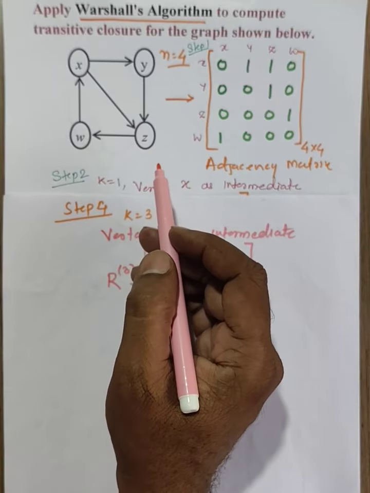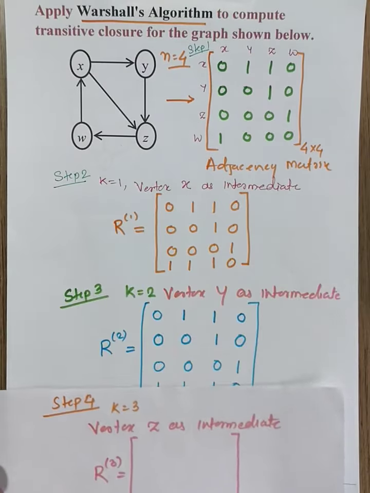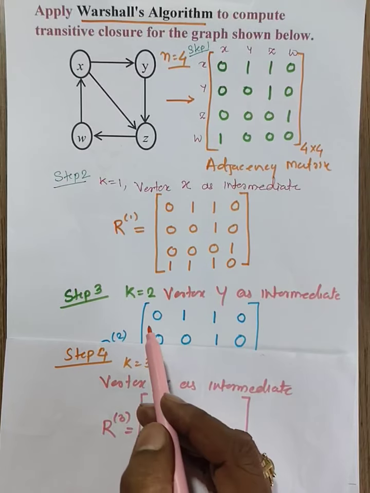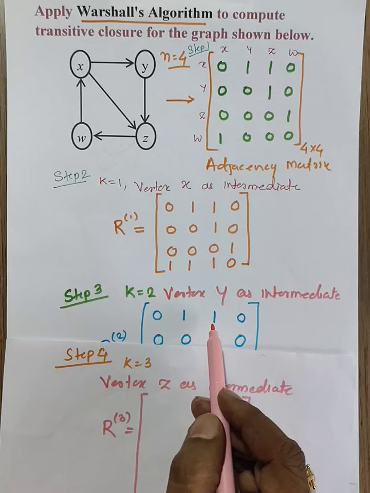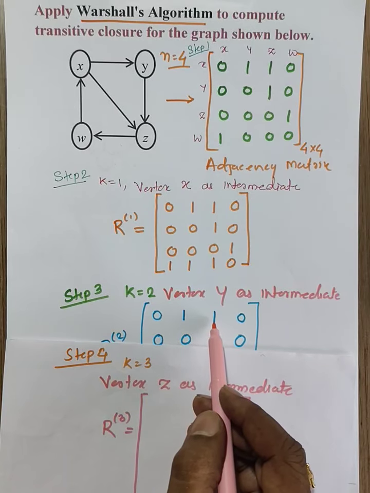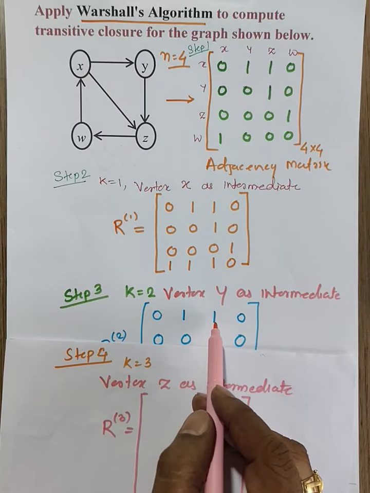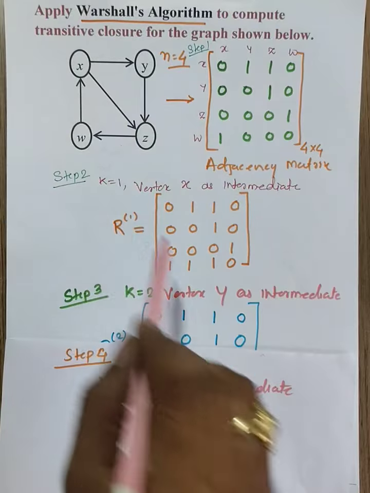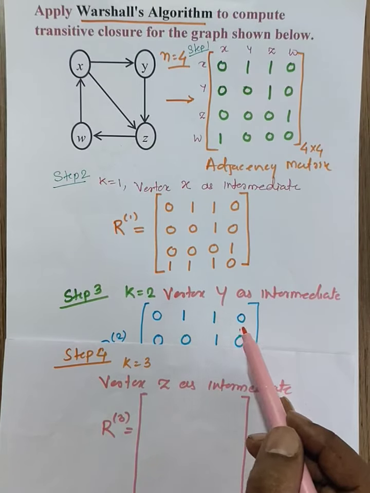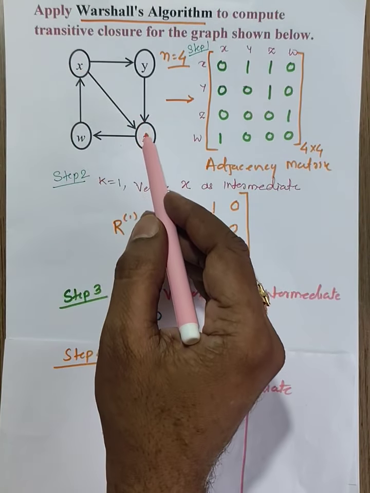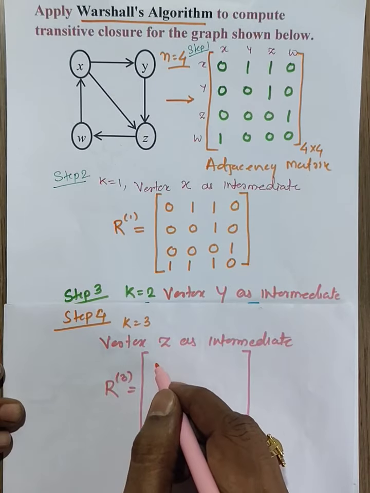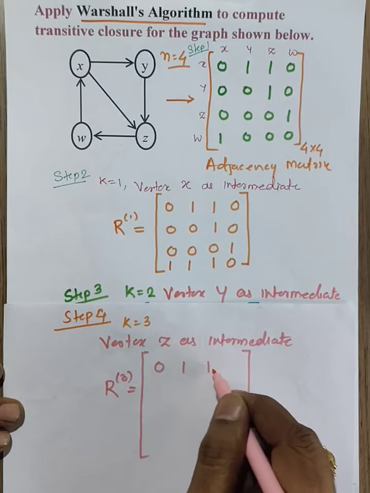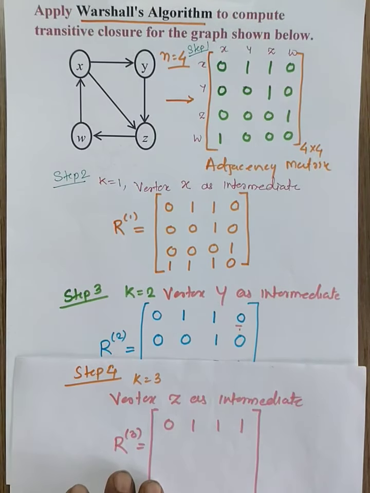If z is an intermediate vertex, in previous here x to x 0, x to y 1, x to z 1, x to w previous is 0. Means if z is an intermediate, x to z, z to w, we can take transaction. Means this one will get 1. First row 0, 1, 1, 1. Right.